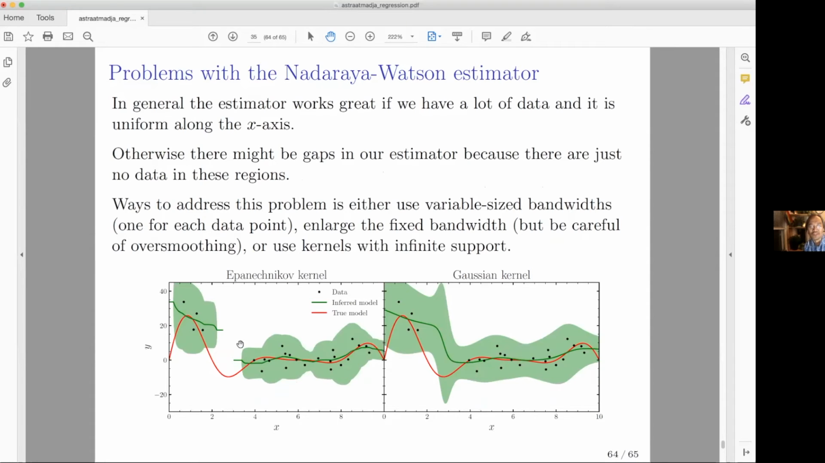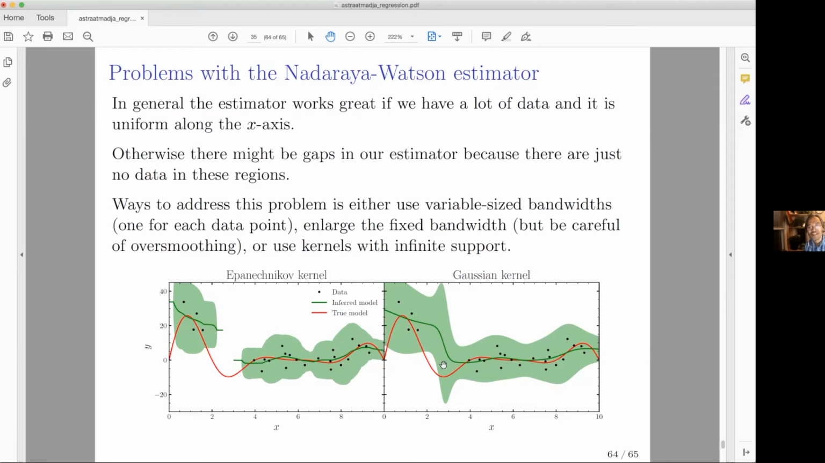So if you don't have a lot of data or it's not uniform, then there might be gaps here, because we have no data and we use a finite support kernel. So the only information we get for this area is from either this data point here, or this data point here, and that's only up to a certain distance, right? As we have seen. Further than that, we have no information. So this is blank here. Here be dragons, right?